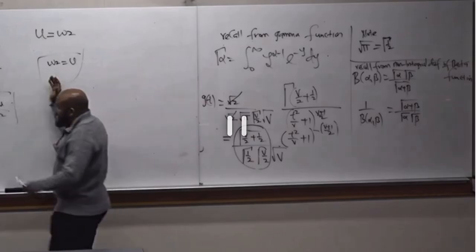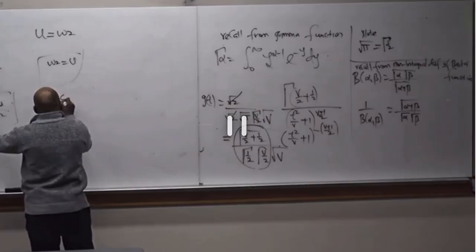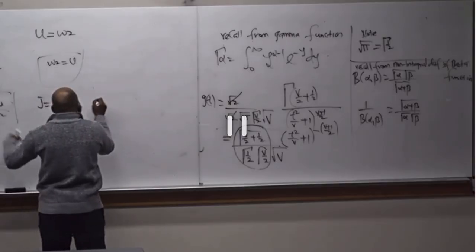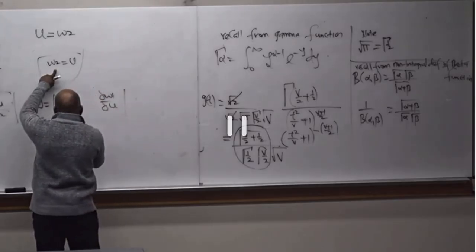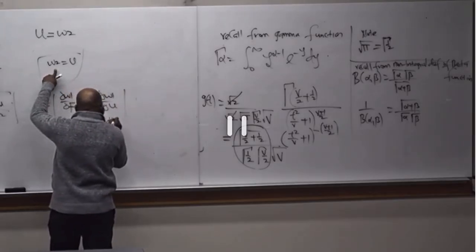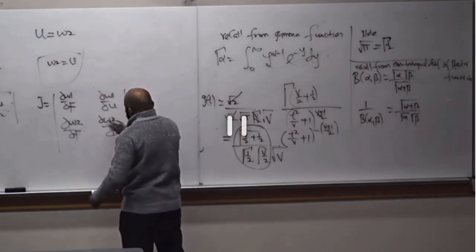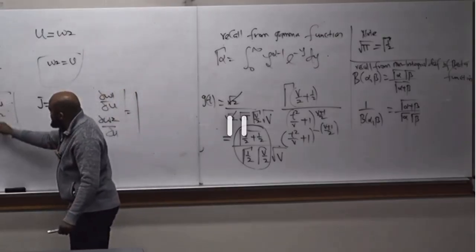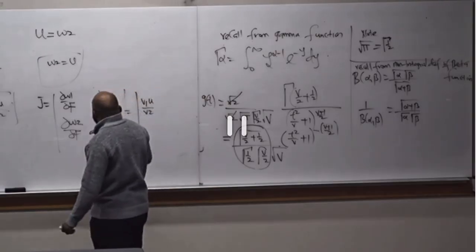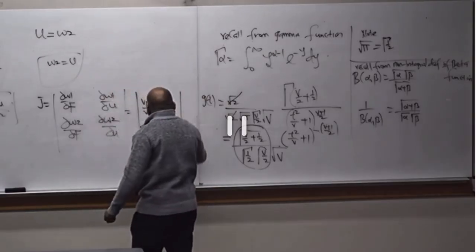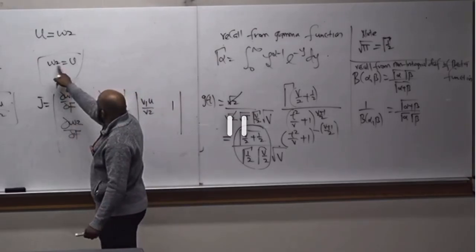If these are the inverses, I need to get the Jacobian. Okay, the Jacobian here is going to be the partial of W1 with respect to f, the partial of W1 with respect to u. The Jacobian here is going to be the partial of W2 with respect to f, the partial of W2 with respect to u. So what is the partial of W1 with respect to f? It is going to be V1 u over V2. Okay, the partial of W1 with respect to u is 1. Okay, the partial of W2 with respect to f is 0.